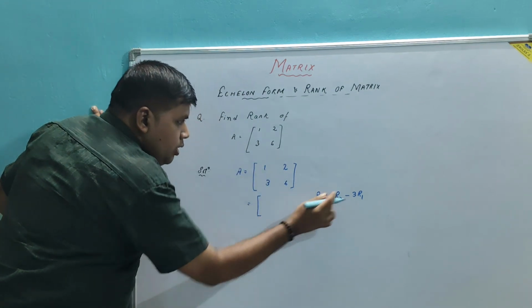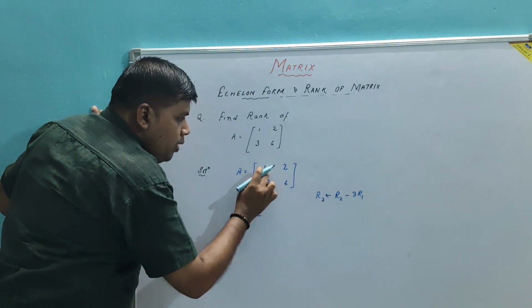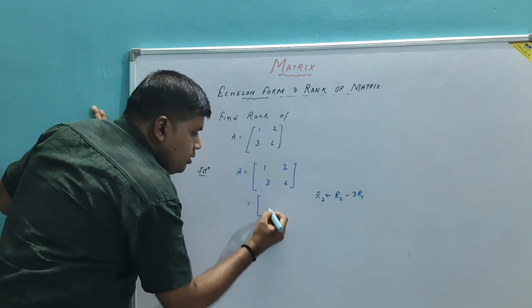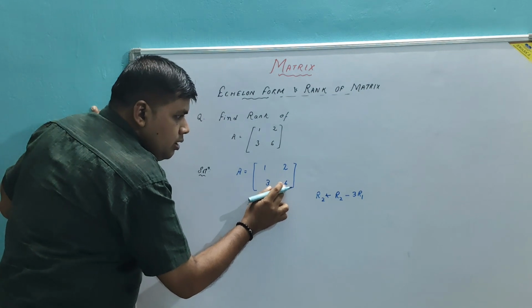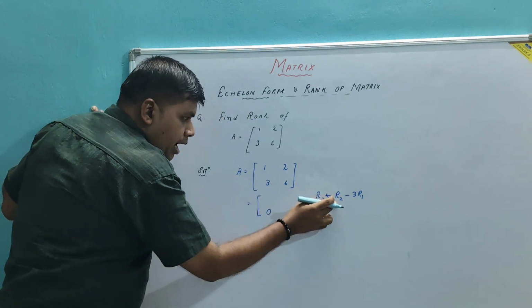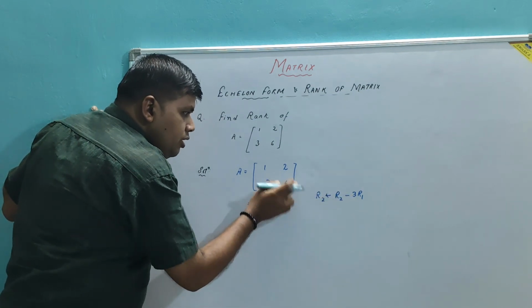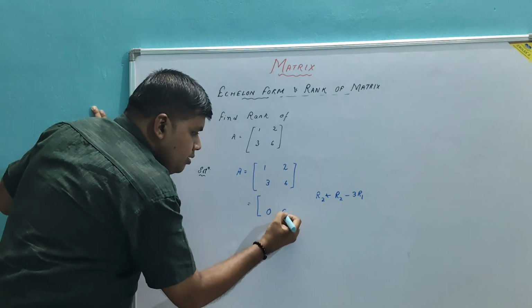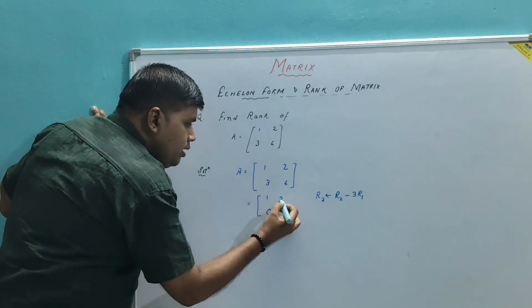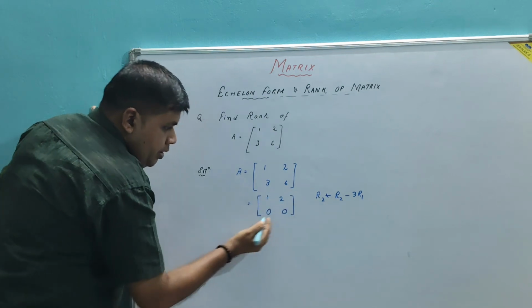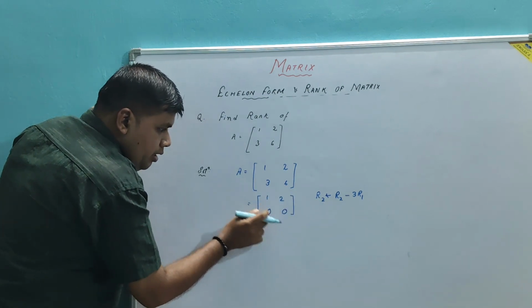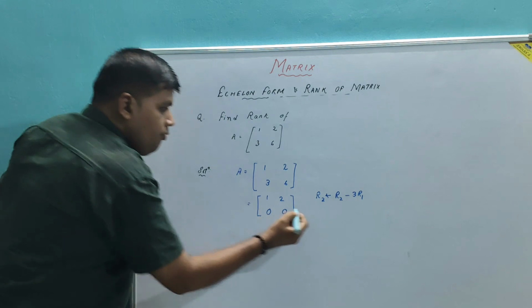That means 3 of R1 means 3 into 1 is 3. 3 minus 3 is 0. 6 is R2 minus 3 into 2, 6. 6 minus 6 is 0. And this is 1, 2. Here we are changing the row 2, not row 1. So here it is in echelon form.